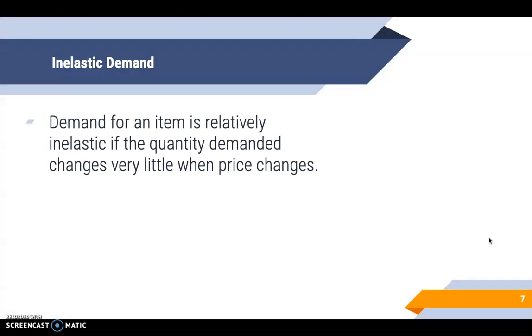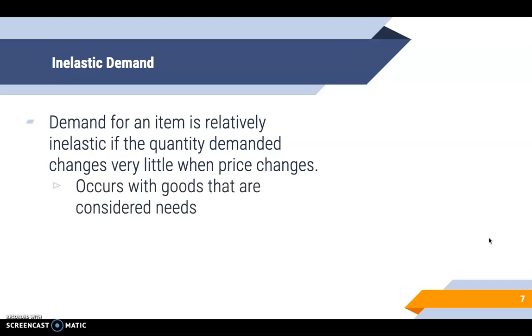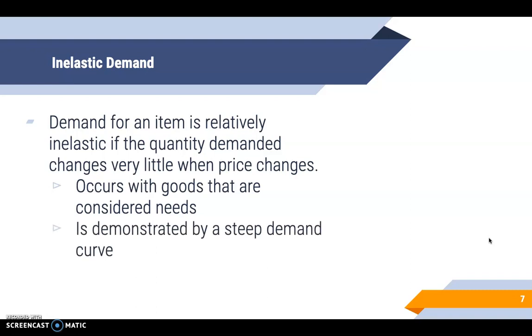So let's look at what this looks like. Inelastic demand. When you have what's called inelastic demand, demand for an item is relatively inelastic if the quantity demanded changes very little when the price changes. So even when the price goes up, people still will buy a lot of it. Why is that? This is usually for goods that are considered needs. So remember, needs are things that we must have to survive. Shelter, food, water, clothing, those sorts of things. So when we need something, even if the price goes up, we're going to continue to buy it most likely. And it's demonstrated by a steep demand curve.